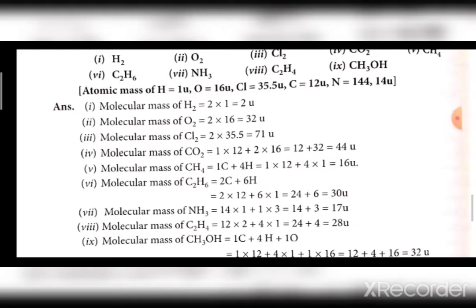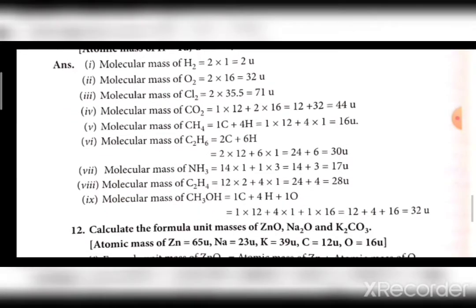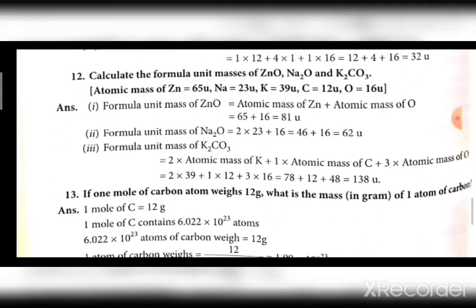So H2, first is H2, 1 multiply 2. Here you have to multiply if the number of atoms are more. So multiplication and addition you have to do in this case, and the atomic masses are given: H 1, O 16, Cl 35.5, C 12, N 14. It is N 14, the 144 here is misprinted, so you can just take the correction here, and the solution is given. Then we should move to the next, 12th question.